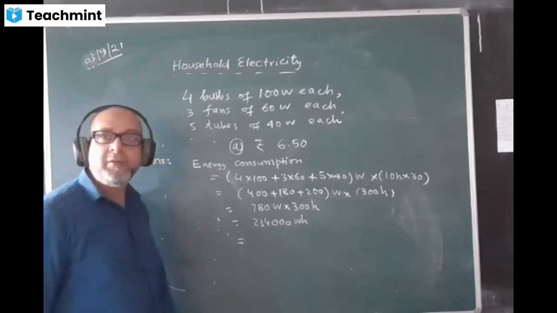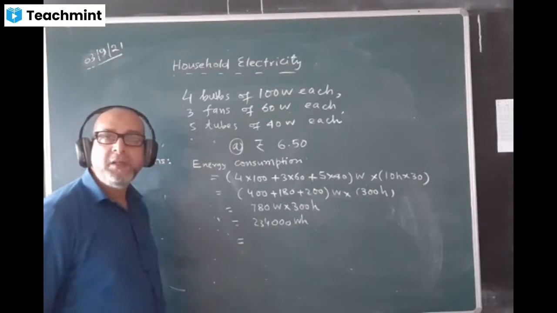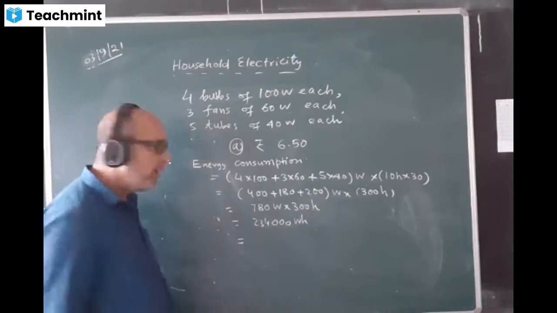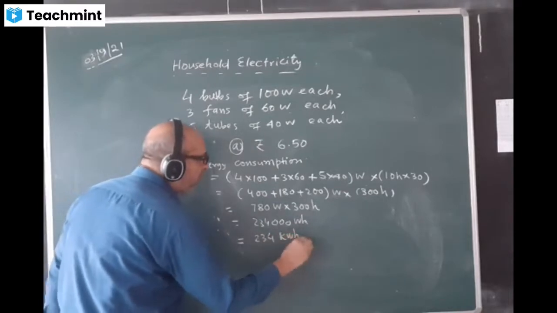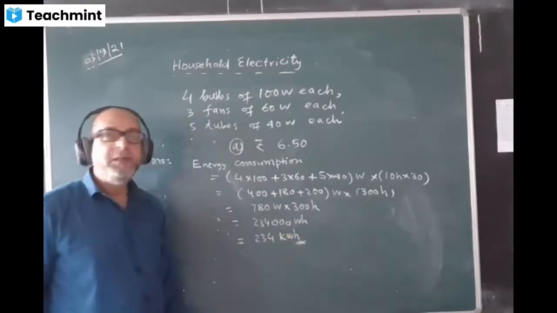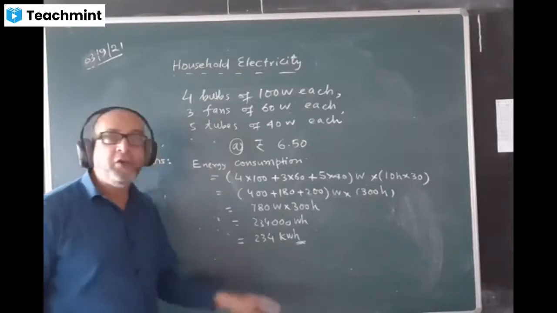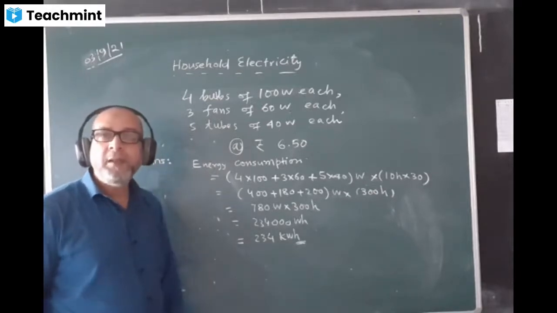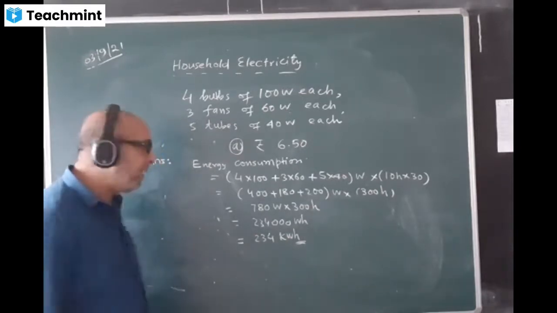I will change this into kilowatt hour. You know the method of changing into kilowatt hour? How do we change? Divide by 1000. So your answer will come 234 kilowatt hour. This is the energy consumption. That means your energy consumption is 234 units in a month. Now we can find the bill.